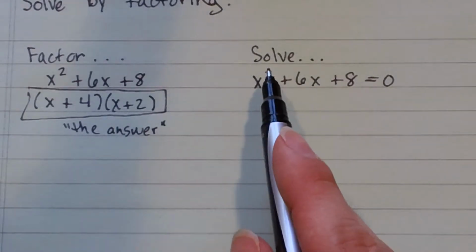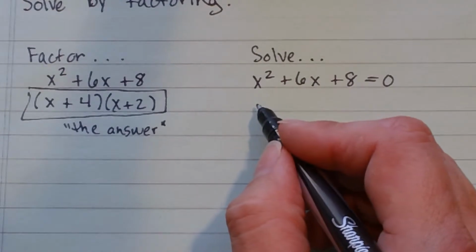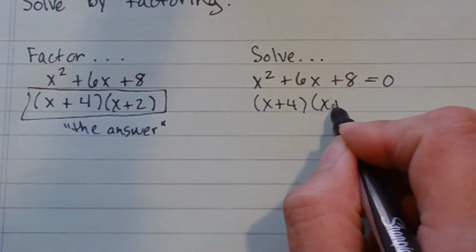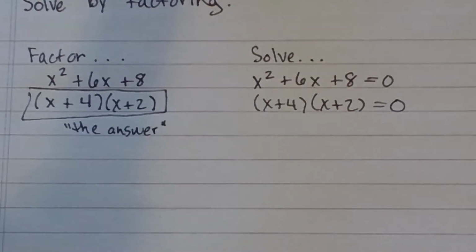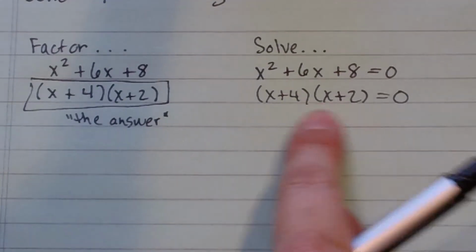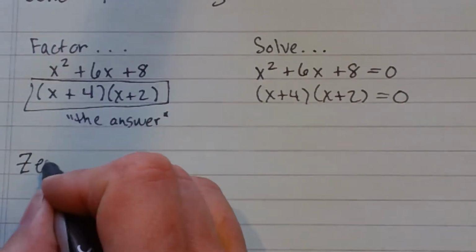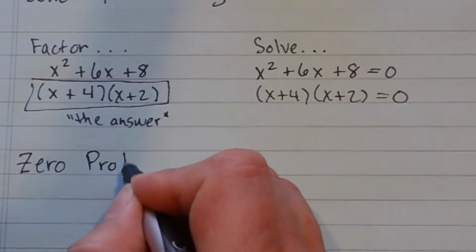In this problem, that's not the answer. We're going to factor it. We have x plus 4 times x plus 2 equals 0. But we need to know, because they're asking us to solve, that means we're going to know what the value of x is. So we've got to figure out how to make this tell us what x is. And that's going to be using something that's called the zero product property.